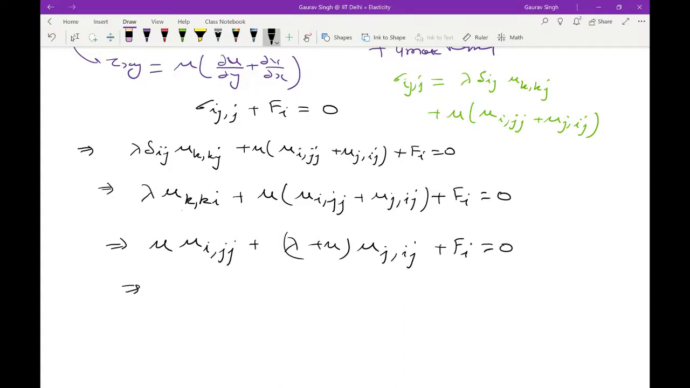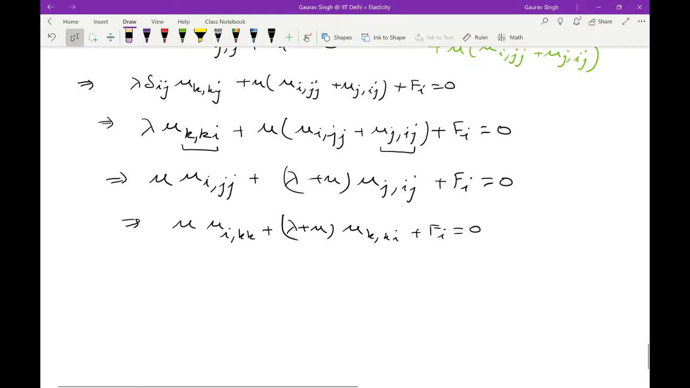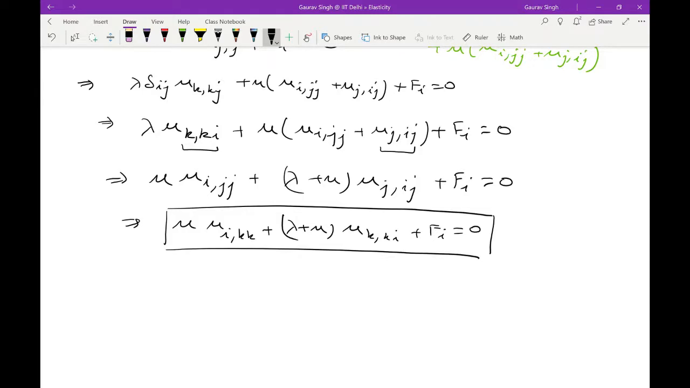Okay, because this term is the same as this term, because the order of differentiation does not matter. So that can be written as mu u_{i,kk} plus (lambda plus mu) u_{k,ki} plus f_i equal to 0. Okay, so this is the equilibrium equation in terms of displacement. You do not see any stresses anymore, nor do you see strains. So this is called the Navier's equation or Lame's equation, just like the other one was called the Beltrami-Mitchell equation.